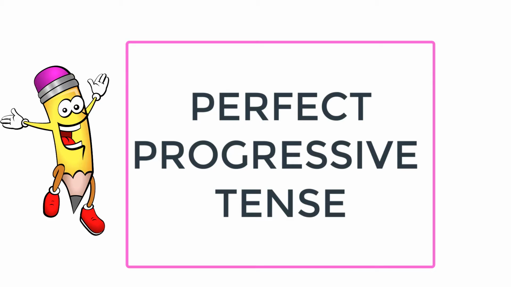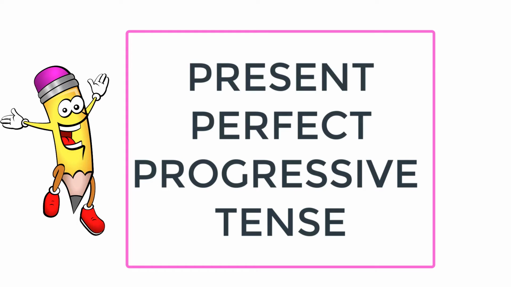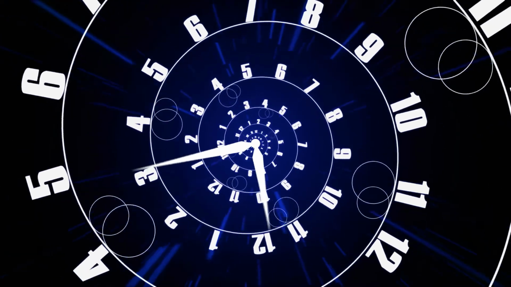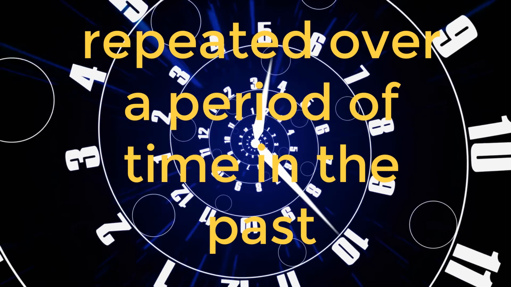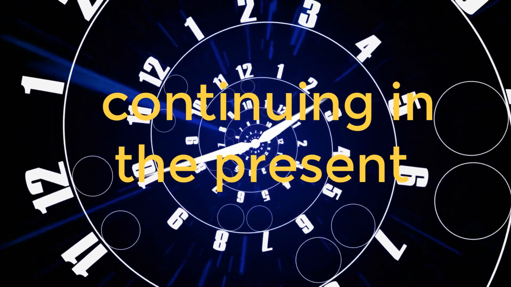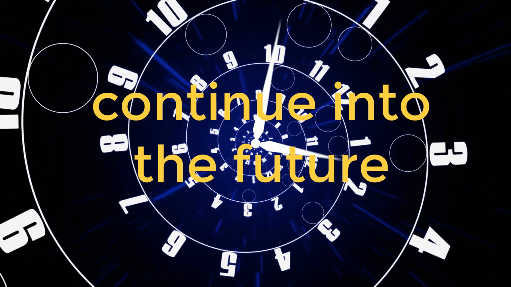In today's lesson, we will learn about the perfect progressive tense, also known as the perfect continuous tense. We will learn about the past perfect progressive, the present perfect progressive, and the future perfect progressive. Let's begin. The perfect progressive tense describes actions that are repeated over a period of time in the past, are continuing in the present, or will continue into the future.